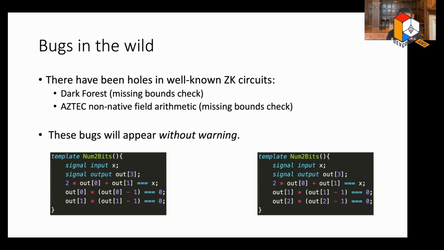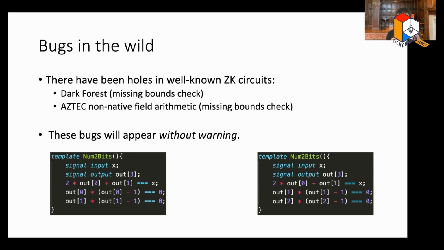So look at these two pieces of code at the bottom. They look very, very similar to each other. In both of them, you have an input x, and you have an output of size 3. In both of them, 2 times out[0] plus out[1] is equal to x. However, in the first one, out[0] by this quadratic is equal to 0 or 1, and same for out[1]. Thus, x lies between 0 and 3.